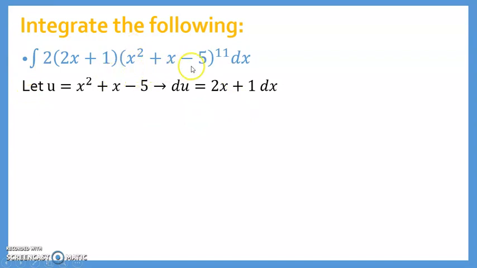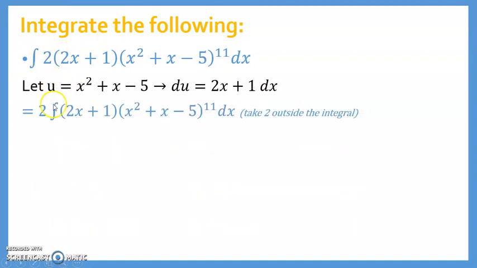So instead of this, we will be writing u to the power 11. And instead of 2x plus 1 dx, we will be writing du. And we're only left with 2, which is a constant, so it doesn't matter. We can just take 2 outside the integral. So it works. So take 2 outside the integral because you don't need it.